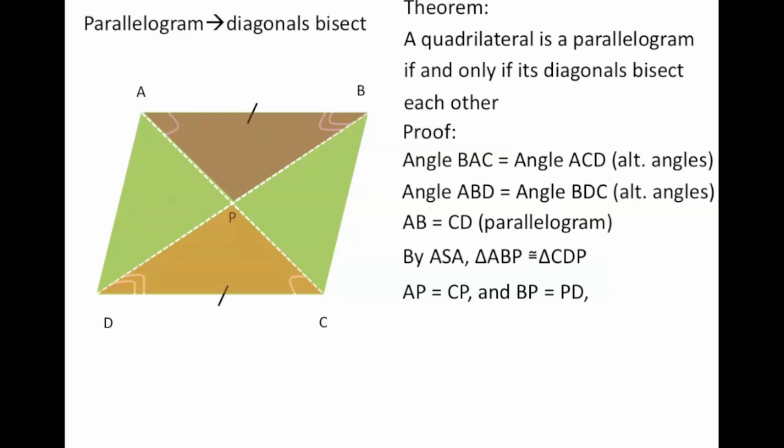So since those sides are equal and they all lie along the same line, then that means that point P is the midpoint of both these diagonals. Thus the diagonals bisect. And so we've shown that if you have a parallelogram, its diagonals bisect.